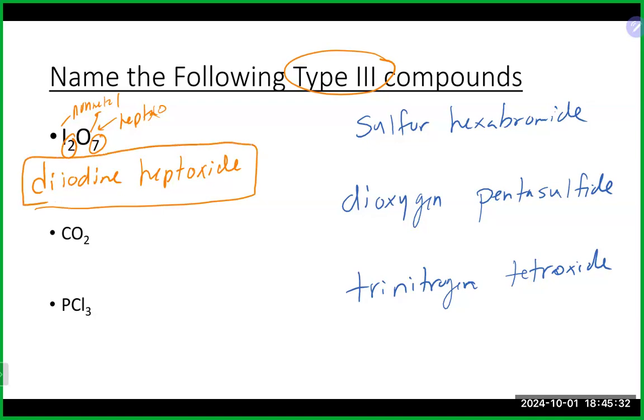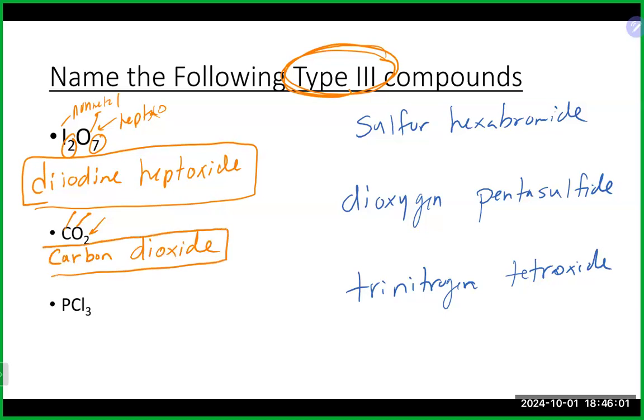Coming to the next one, we see carbon, nonmetal. We see oxygen, nonmetal. Again, tells you it's type 3. Here we have only one carbon. So just like before, mono is the prefix, but we will not use it on the first name. So we're just going to go with the whole name here, which is carbon. That is two oxygens. So prefix is di, and oxygen gets the oxide treatment there. So a little carbon dioxide in that case. Any question on that name there?